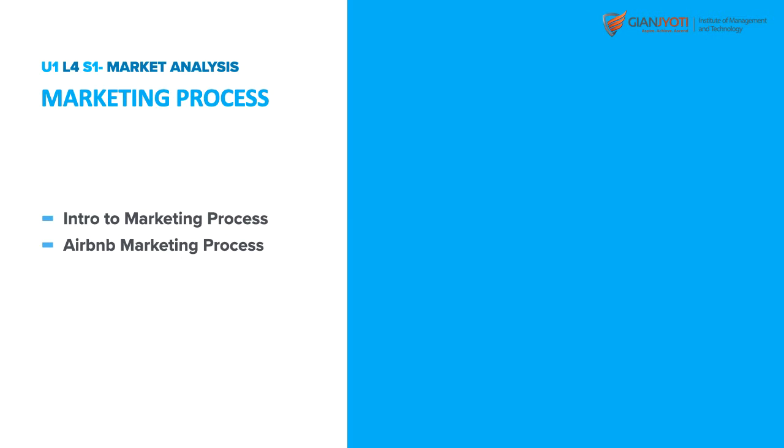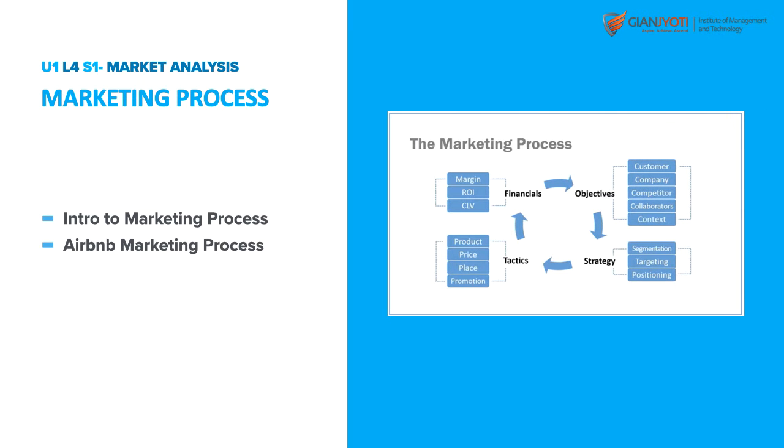When we talk about the marketing process, for any marketing process, firstly, you look at the objectives. So you set the objectives, keeping in mind the 5 C's: the customer, the company, the competitor, the collaborators, and the context. From the objectives, you move to the strategy, which we always call STP, that is segmentation, targeting, and positioning. So you make the strategies for segmentation, for targeting, and for positioning your product or the company.